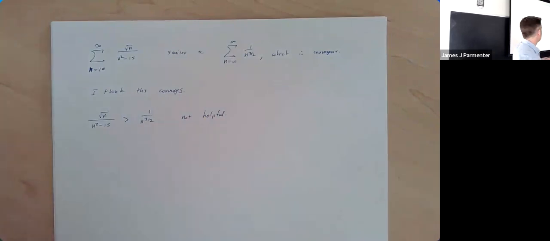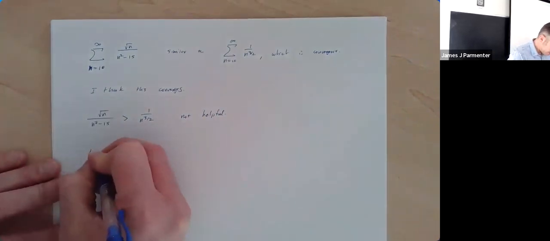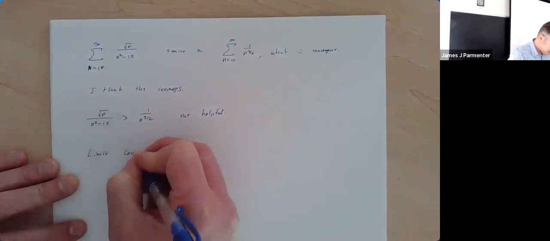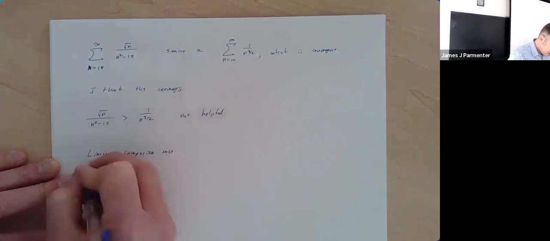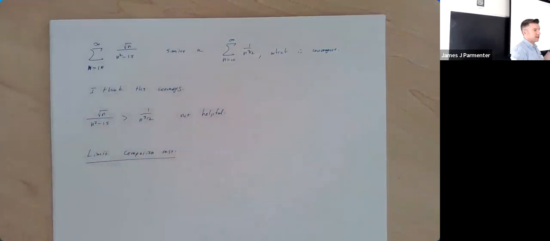So instead, what we're going to do is use what's called the limit comparison test. The limit comparison test says that instead of saying my thing is always less than something that converges, or my thing is always bigger than something that converges, what I can really do is just take the limit of the unknown sequence over the known sequence. And then if that limit is a number that is finite, then the series do the same things.